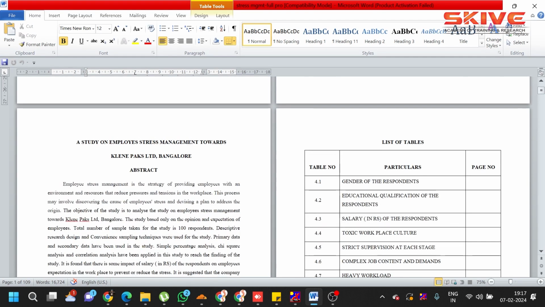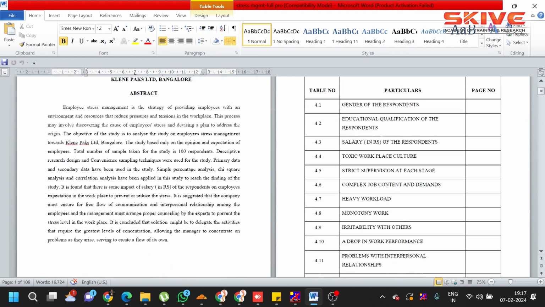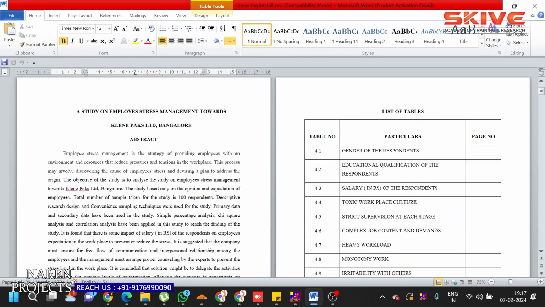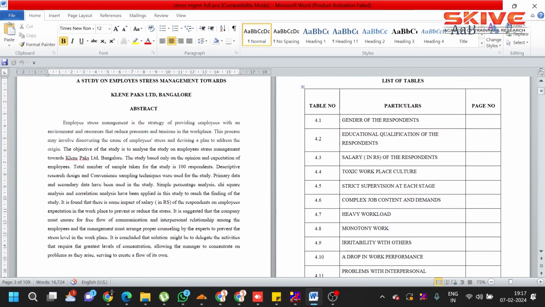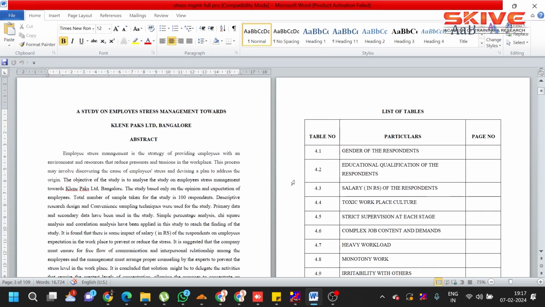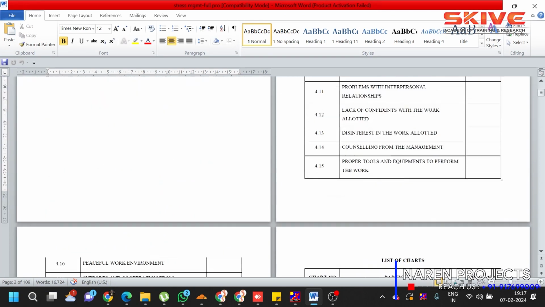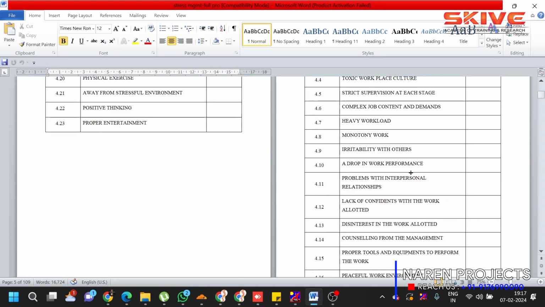The concept of this project is simply to analyze the stress among the employees of a particular company. Here we take a case study of a company from Bangalore, and we analyze whether the employees are under stress or not. These are the list of figures and list of charts.